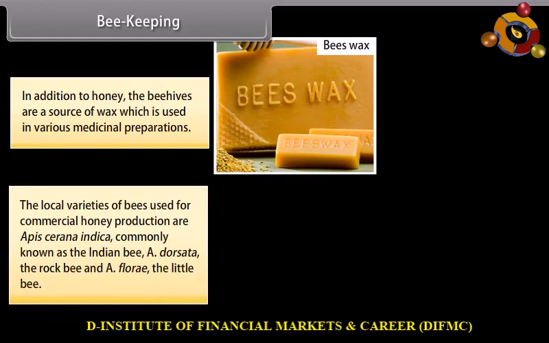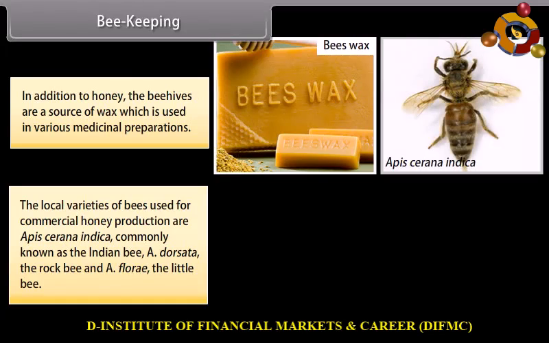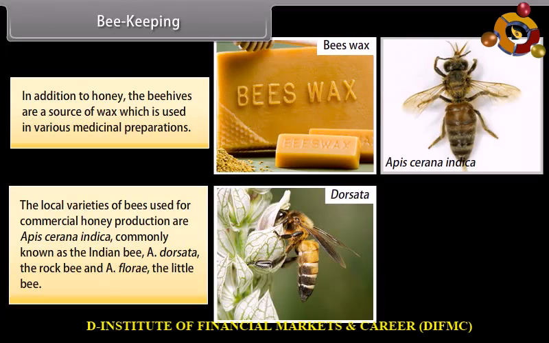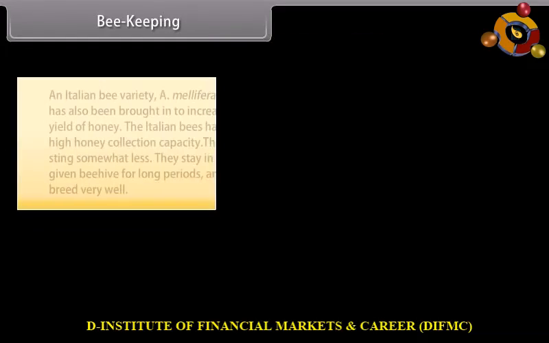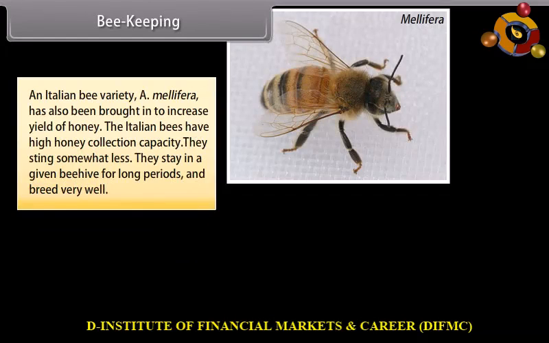The local varieties of bees used for commercial honey production are Apis cerana indica, commonly known as the Indian bee, A. dorsata, the rock bee, and A. florea, the little bee. An Italian bee variety, A. mellifera, has also been brought in to increase yield of honey. The Italian bees have high honey collection capacity. They stay in a given beehive for long periods and breed very well.